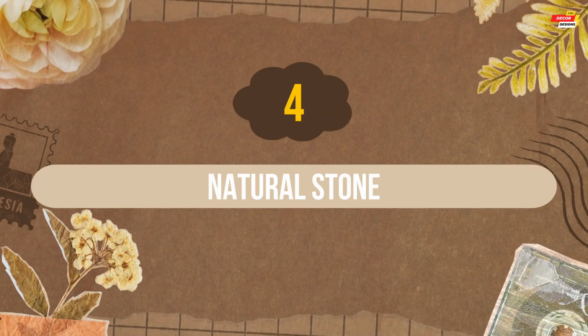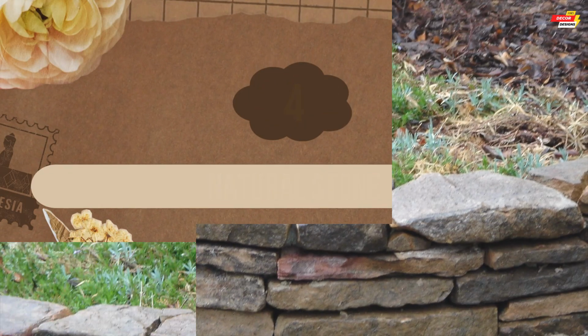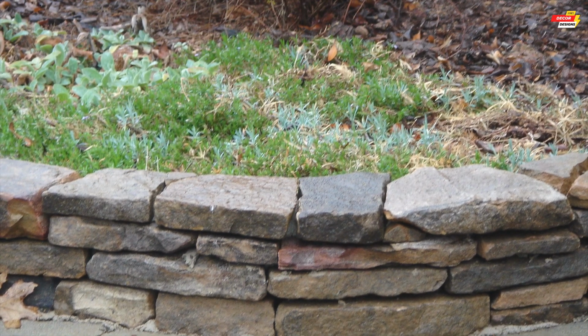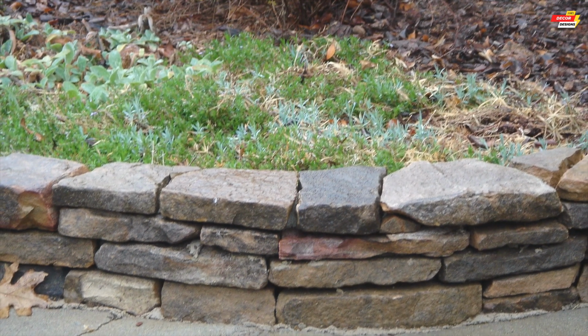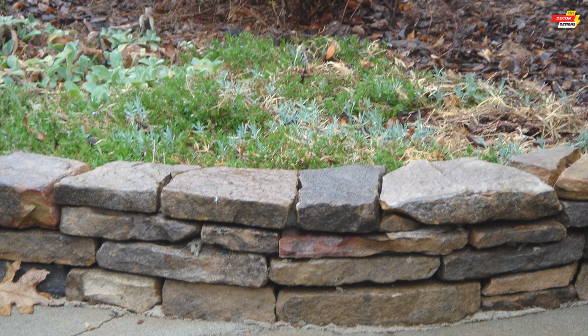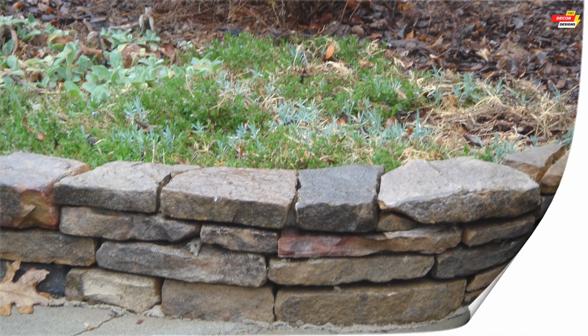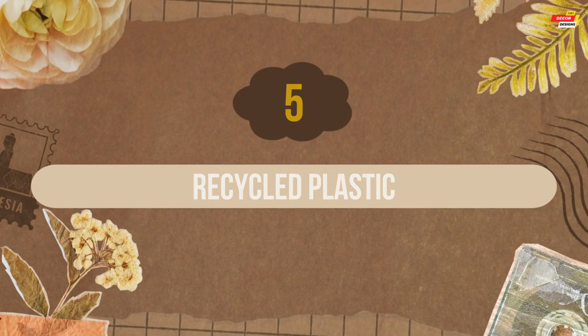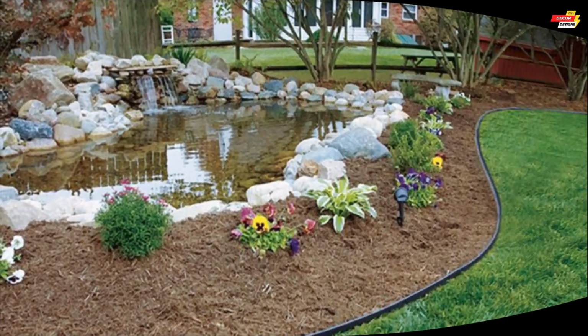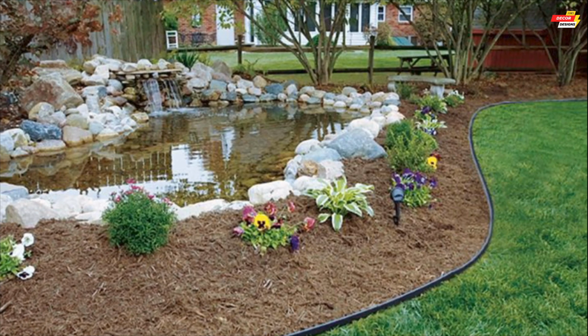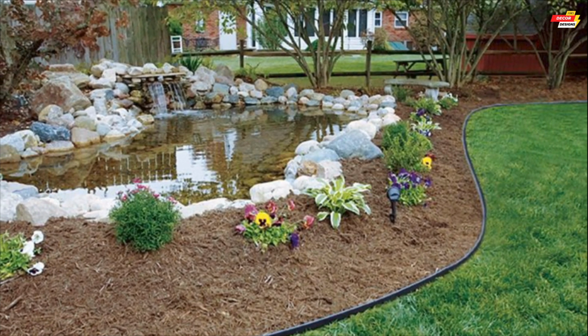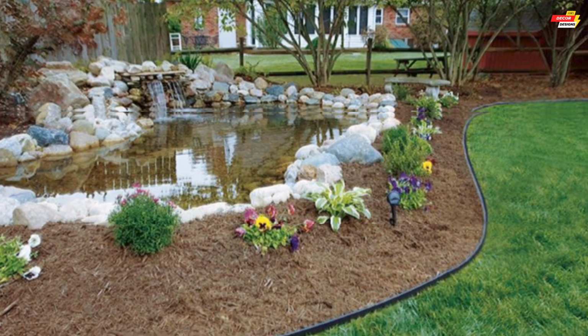Fourth, natural stone. Options like slate, granite, and limestone provide a sophisticated and timeless feel with natural variations in color and texture. They offer durability and blend well with natural landscapes. Fifth, recycled plastic. An environmentally conscious option, recycled plastic edging is durable, low maintenance, and available in various colors and styles, often mimicking the look of other materials.